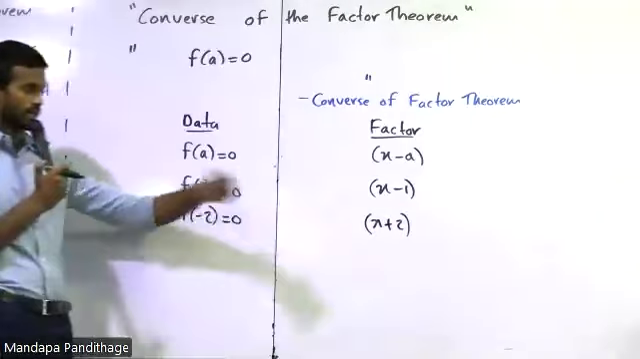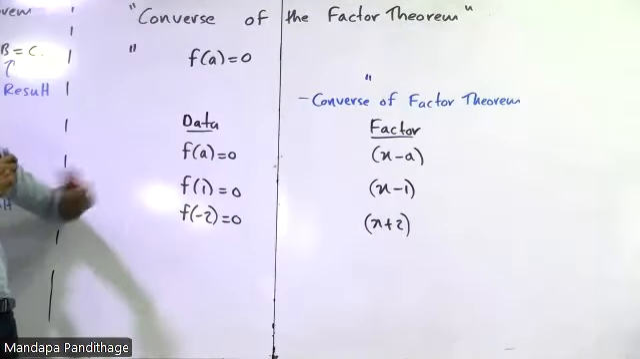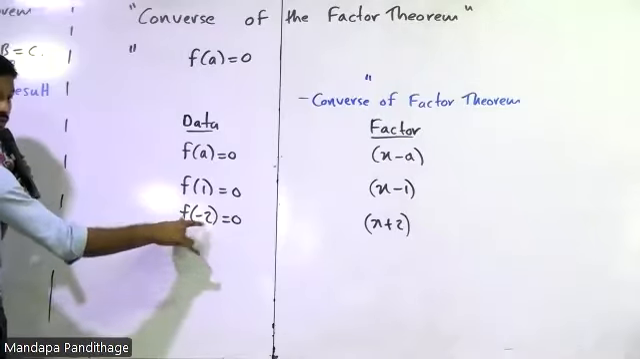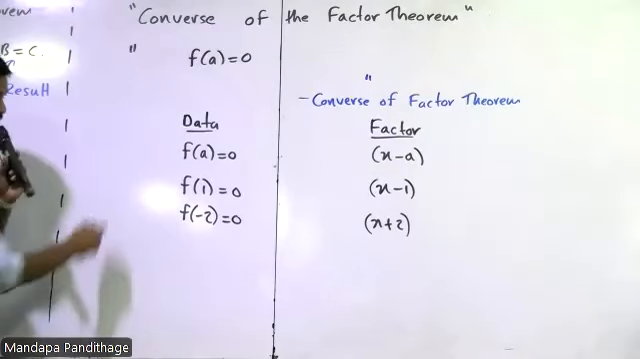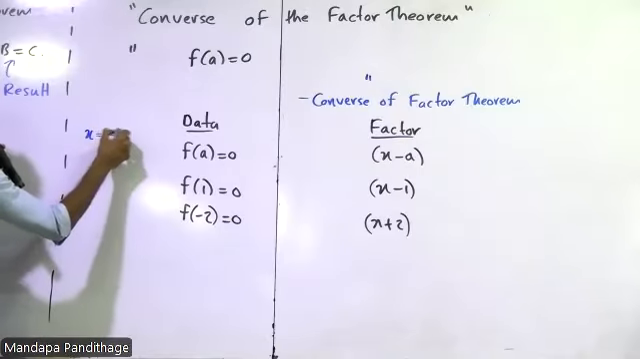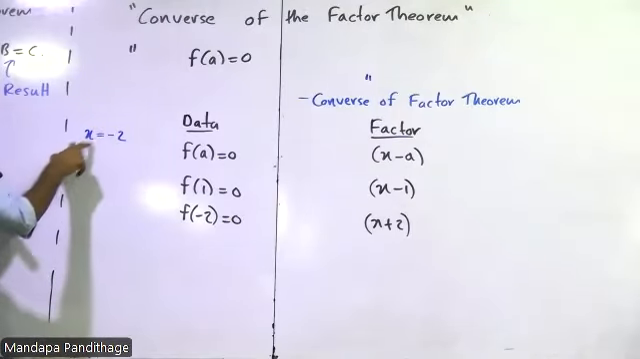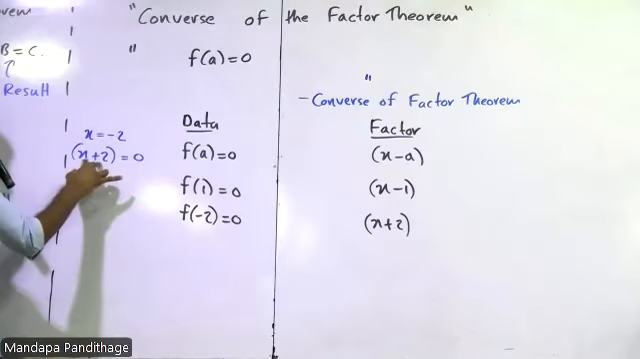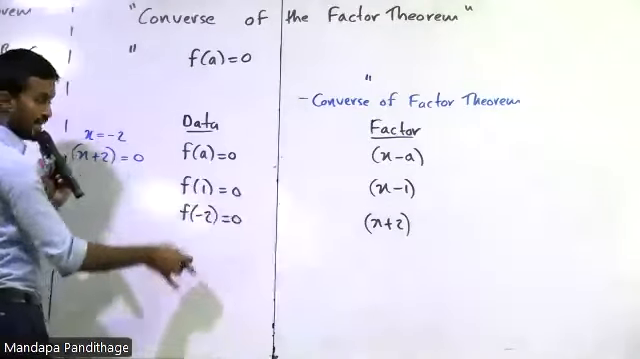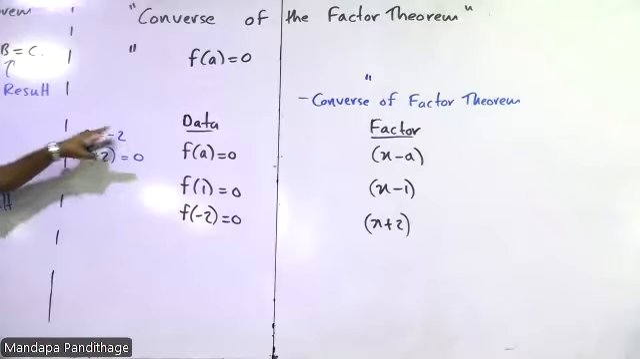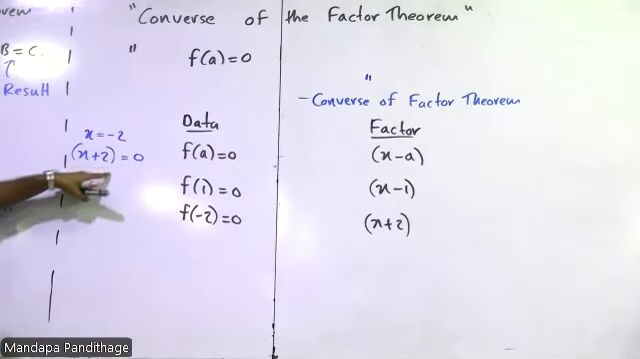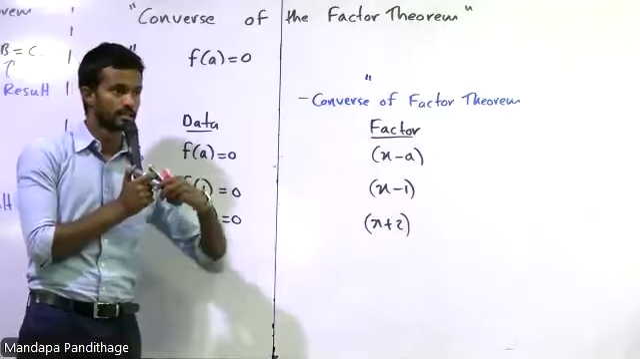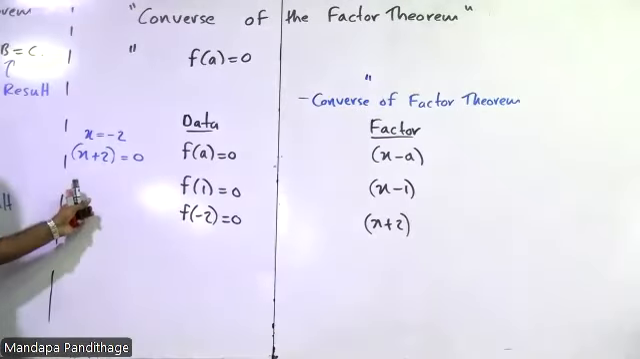So from where do we get this factor? The reverse of what we did previously. Here x is minus 2. So x is equal to minus 2. If you take this minus 2 to this side, you get x plus 2. This is what becomes the factor. Clear? Hands up if this one is clear.